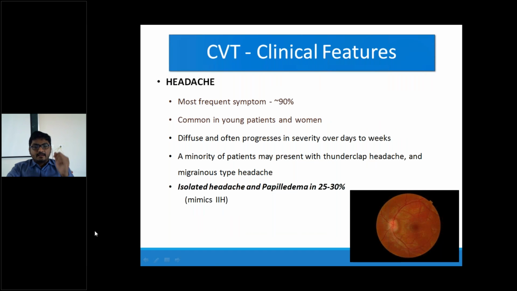So headache. What is this image? Can anyone tell? What is this? Ophthalmic. What is amaurosis fugax?